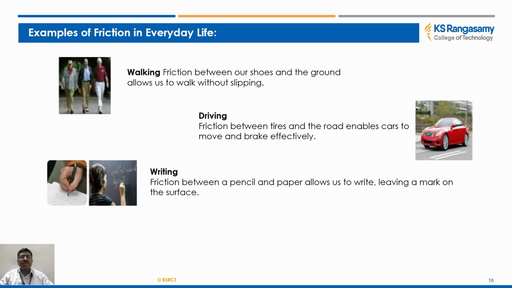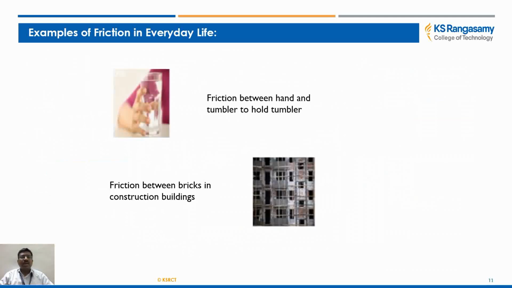Some of the examples of friction in everyday life are walking, driving and writing. The friction between your shoes and the ground allows us to walk without slipping, and in the case of driving, the friction between the tires and the road enables the car to move and brake effectively. Similarly, for writing, the friction between the pencil and the paper allows us to leave a mark on the surface. Some other examples are friction between the hand and a tumbler to hold it, and the friction between bricks in construction of buildings. So these are all examples we come across in everyday life.